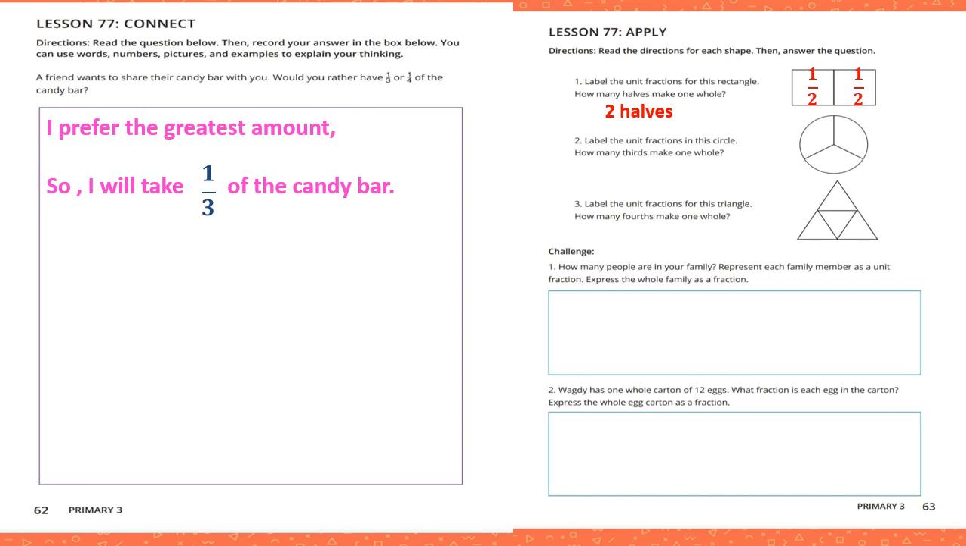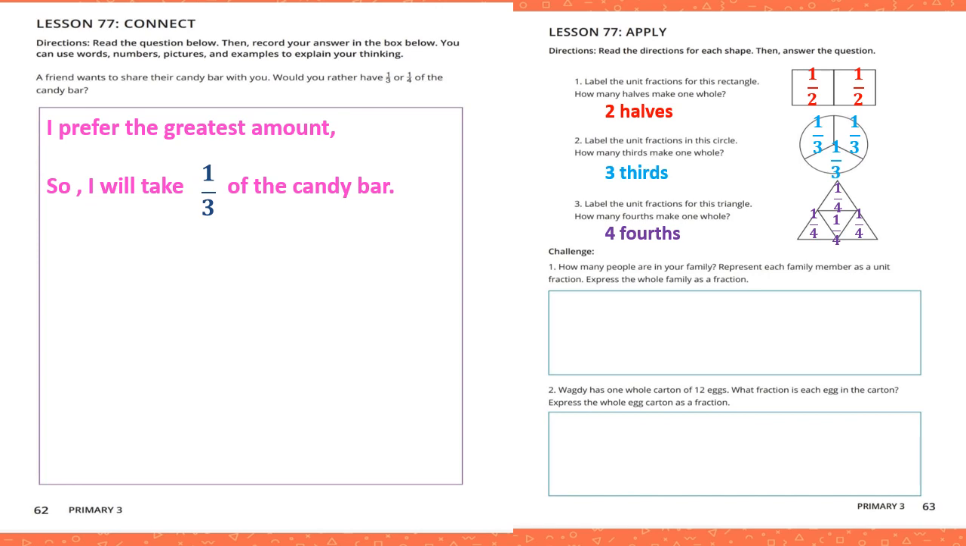Number 2, label the unit fraction for this circle. How many parts here? 3 equal parts, so each part will be a third. How many thirds make one whole? How many thirds in it? 3 thirds. Number 3, label the unit fraction for this triangle. How many equal parts in this triangle? 4 equal parts, so the fraction will be a fourth. How many fourths make one whole? We have 4 fourths or 4 quarters.